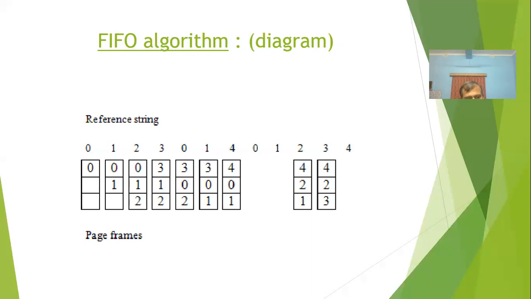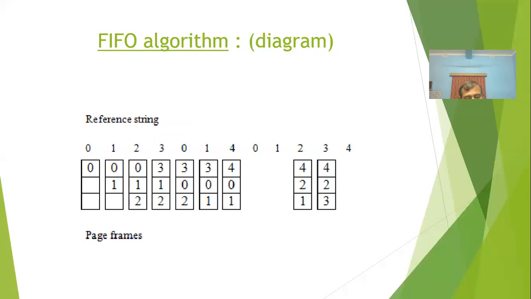So we are being given 3 frames, and in those 3 frames we can load the corresponding or the specified pages for a particular process, and the reference string is already shown here. So we will see the number of page faults that occur in this case. We are assuming here that initially all the frames are empty.